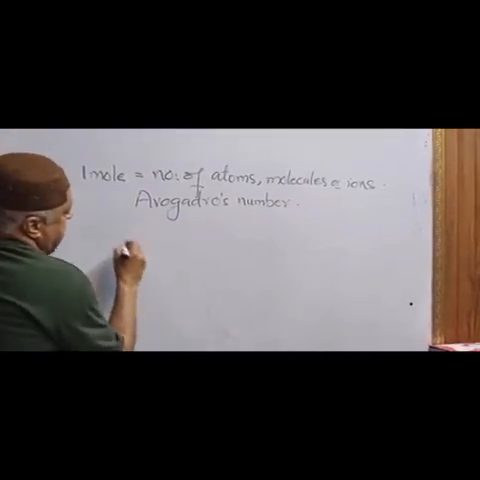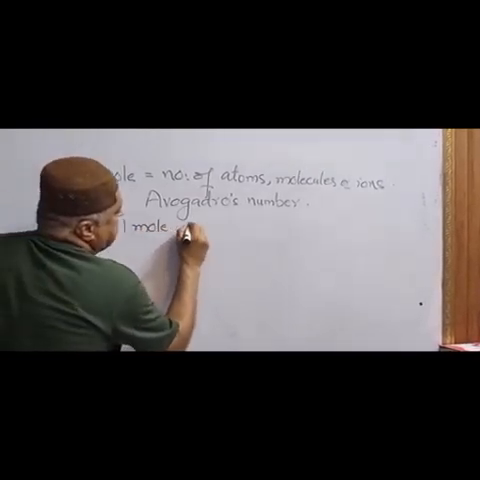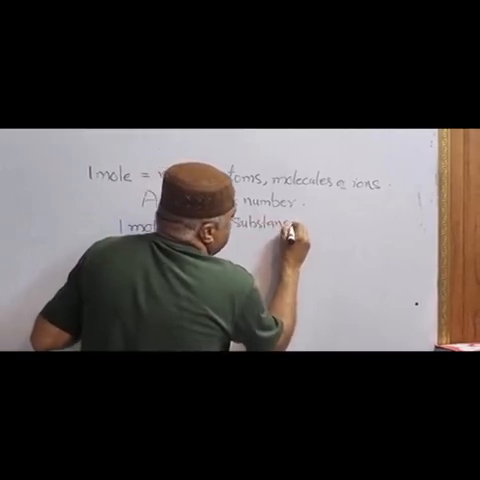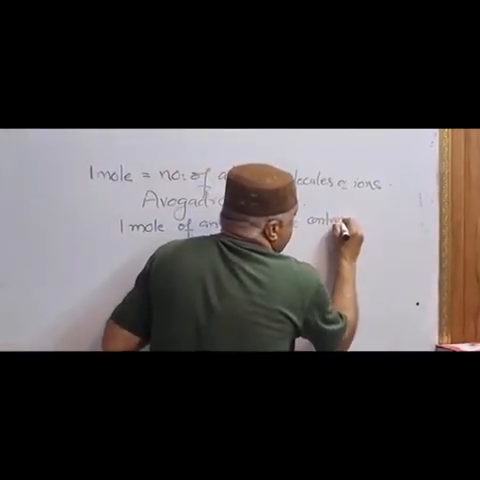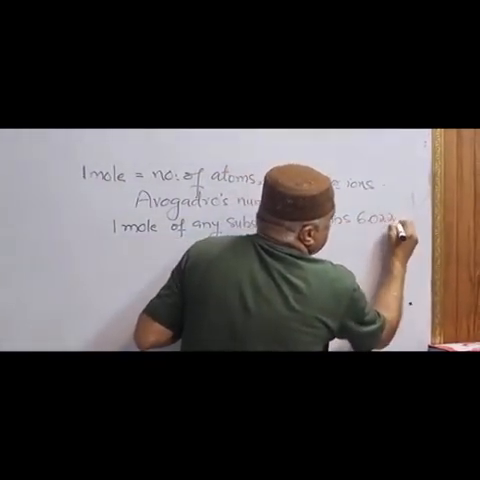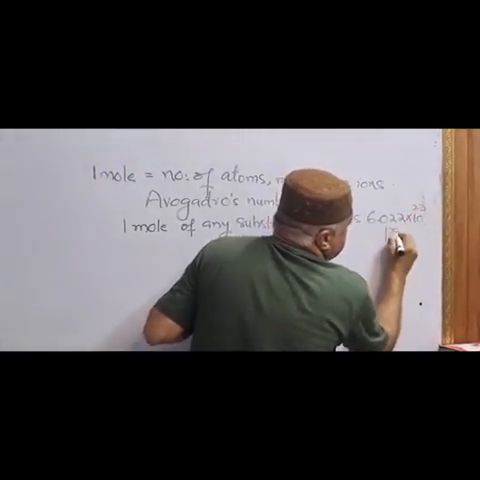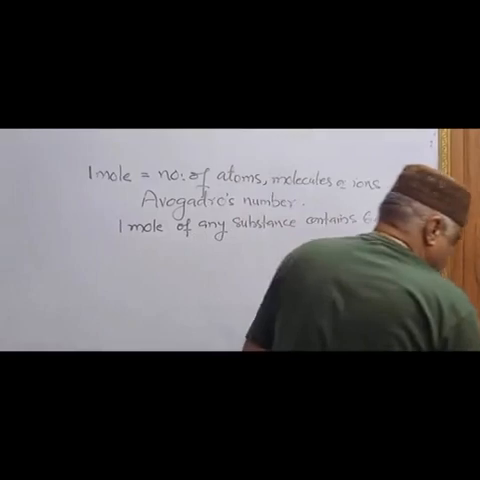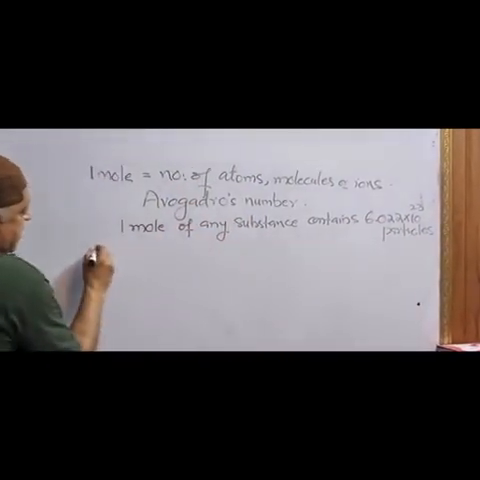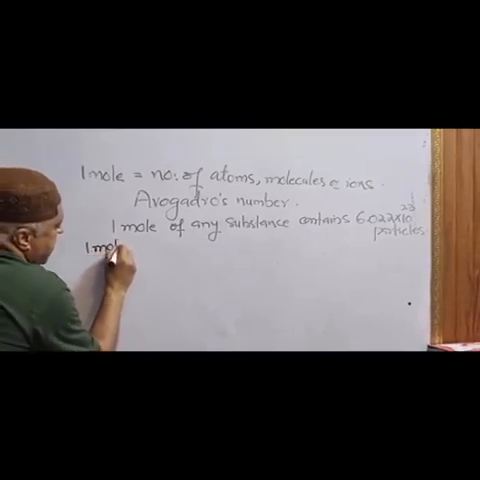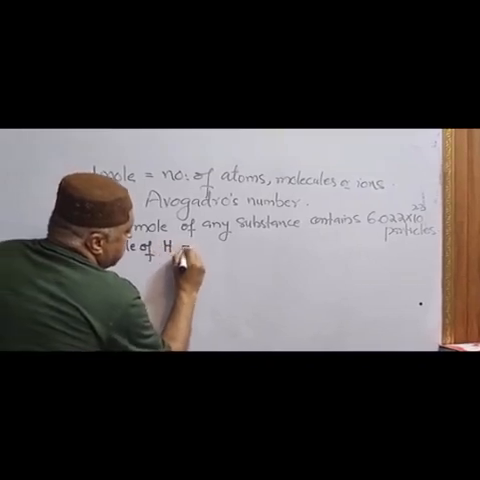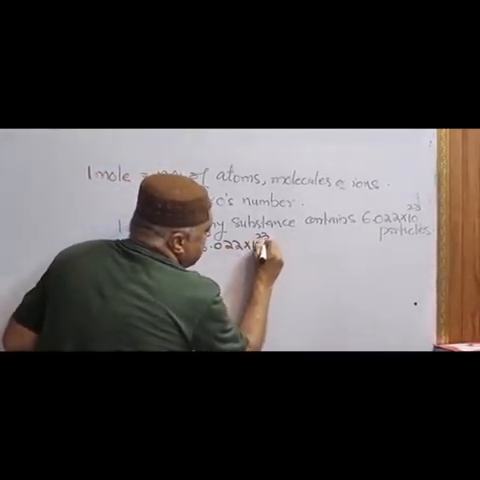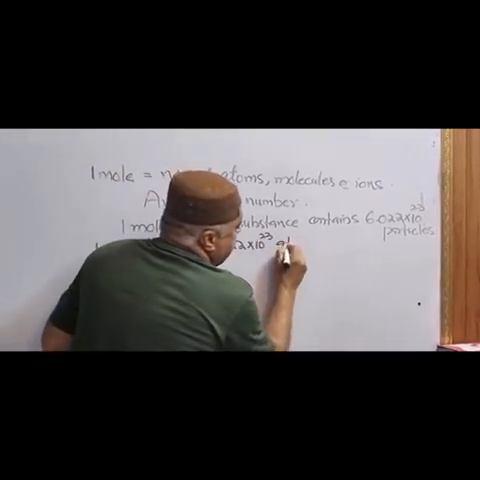What we write here is that 1 mole of any substance contains 6.022 into 10 raised to power 23 particles. So if I write here 1 mole of hydrogen contains how many particles? 6.022 into 10 raised to power 23 particles. Now here we have atoms, so we write here atoms.